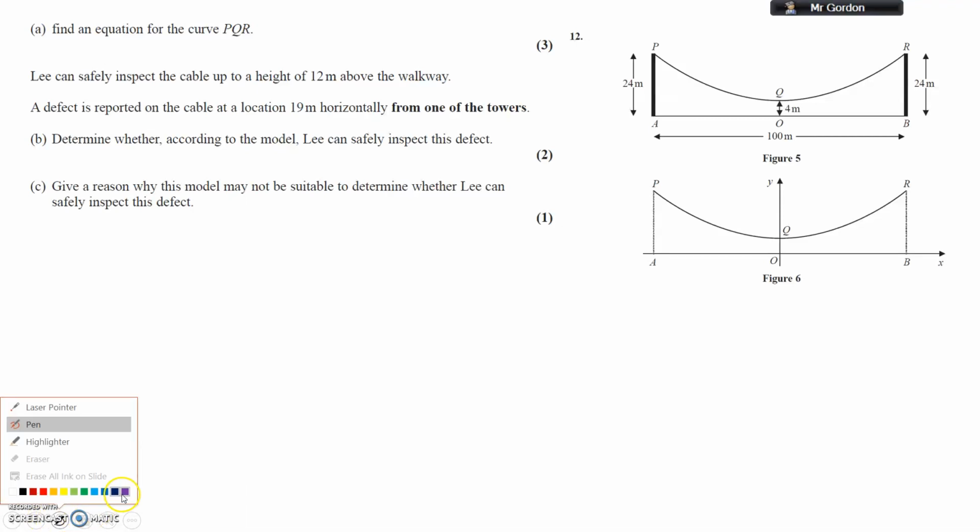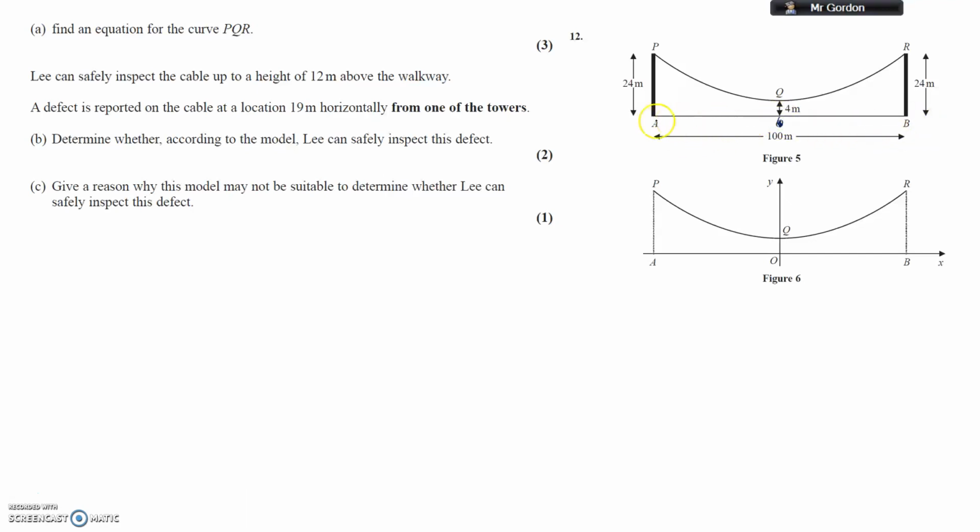Okay guys, question 12. We're modelling a rope on a suspension bridge, with this diagram given in the question, and we're asked to find an equation to model the rope suspension part here. Okay, so we've got some coordinates. We know the origin (0, 0) is here.